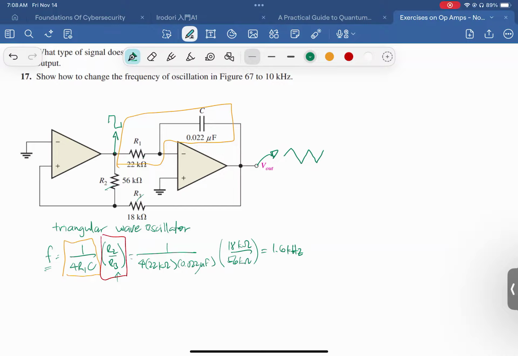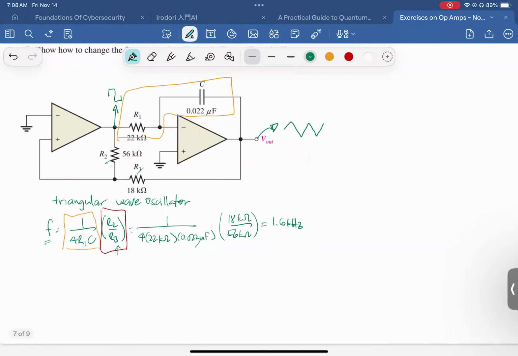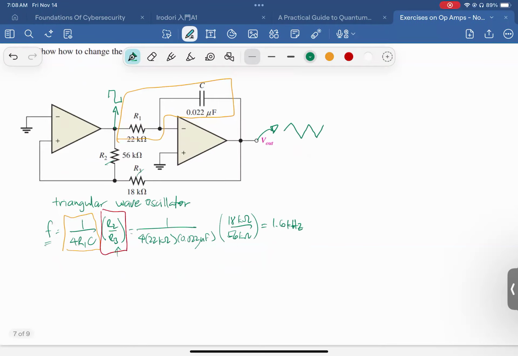Okay, so show how to change the frequency of oscillation to 10 kilohertz. So paano natin makukuha yung oscillation frequency? How do we change the oscillation frequency to 10 kilohertz? So ano ang pwede nating baguhin dito? Marami tayong pwedeng baguhin. Pwedeng R1, pwedeng C, pwedeng R2, R3, di ba? So, ang isang pwedeng baguhin, of course, is R1. So, ang gawin natin is isolate natin yung R1 from this equation.